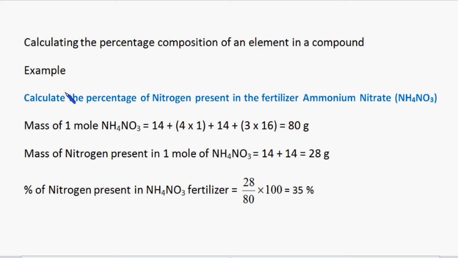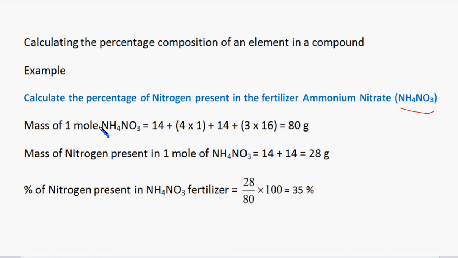Okay, another type of mole question that can be asked is to calculate the percentage composition of an element in a compound. For example, calculate the percentage of nitrogen present in the fertilizer ammonium nitrate. The formula for ammonium nitrate is NH4NO3. Now, what we need to do is to find the mass of 1 mole of ammonium nitrate. We do this as usual.